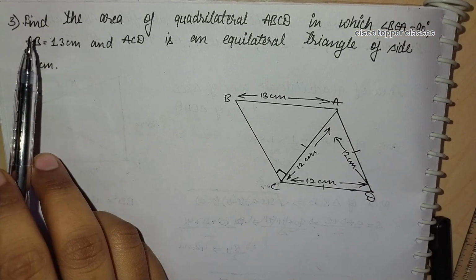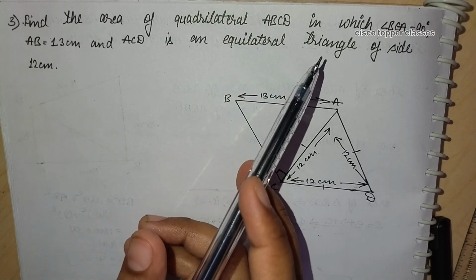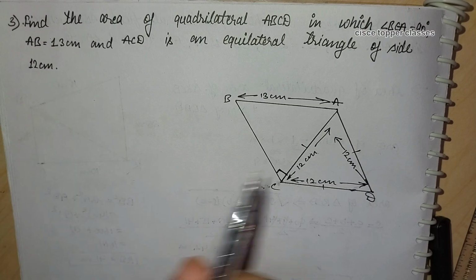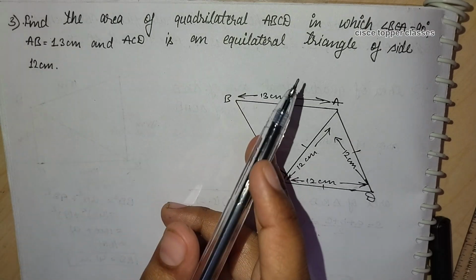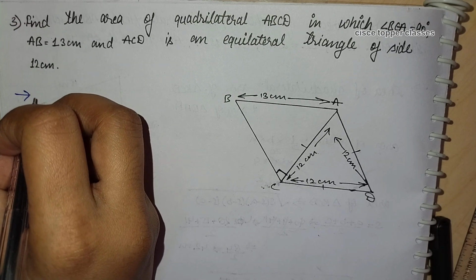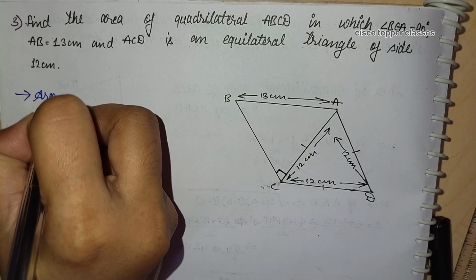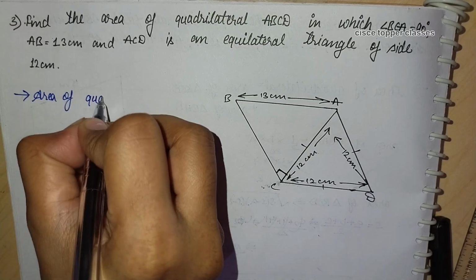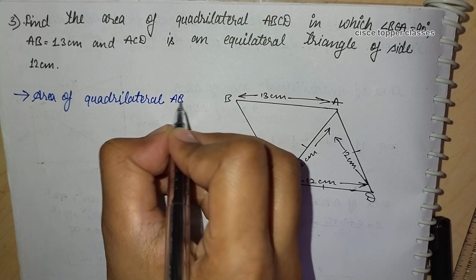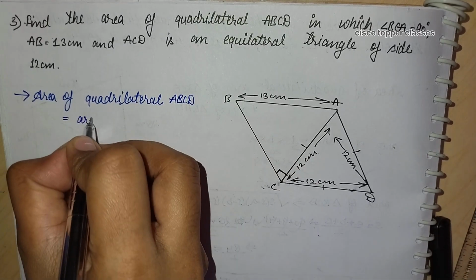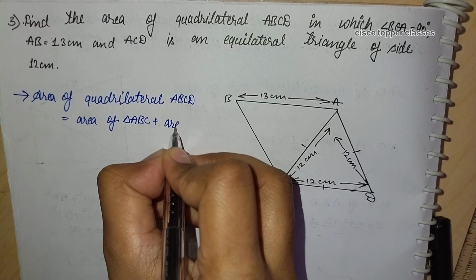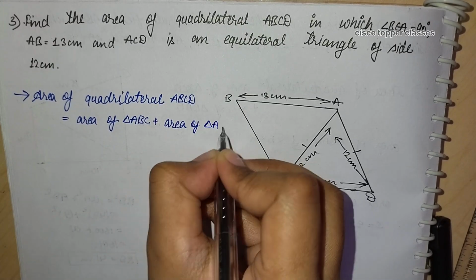Let us solve your third question. We have to find the area of quadrilateral ABCD in which angle BCA is equal to 90 degrees, AB is 13 centimeter and ACD is an equilateral triangle of side 12 centimeter. So here we can write the area of quadrilateral as the sum of these two triangles. So area of quadrilateral ABCD is equal to area of triangle ABC plus area of triangle ACD.